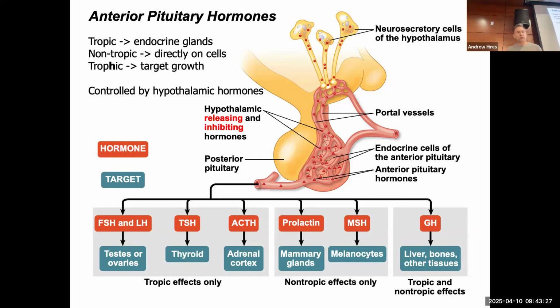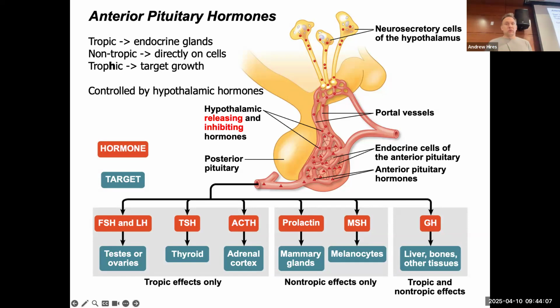We also have non-tropic effects of hormones that are going to directly act on cells that are not part of an endocrine gland. So things like that might be prolactin, which is what regulates and promotes milk production. So it'll act on breast tissue, and that is not an endocrine gland. It's sort of a final target, right? So that would be a non-tropic effect. Another example of that would be melanocyte stimulating hormone, which is going to upregulate the activity of melanocytes within the skin and cause darkening of the skin.